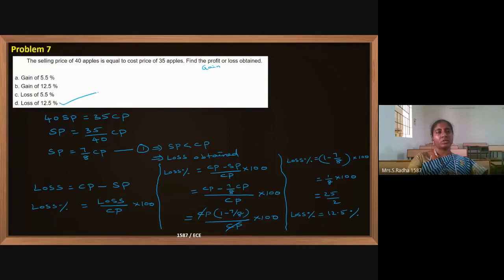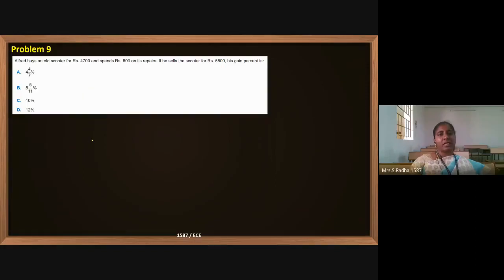Next problem: he is buying the scooter for 4,700, spending an amount of 800 on repairs, and selling the scooter for 5,800. This is the selling price. The total expenditure should be taken as cost price. Find the gain percentage.